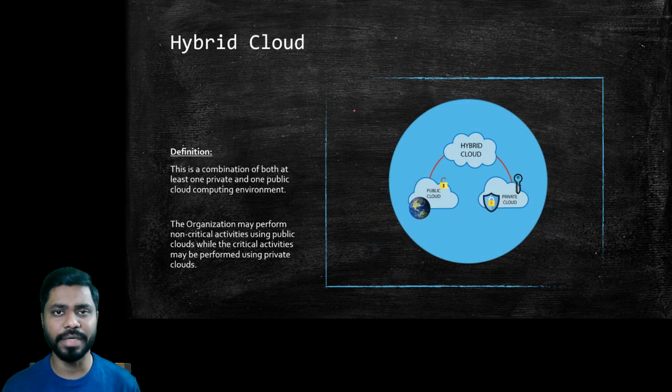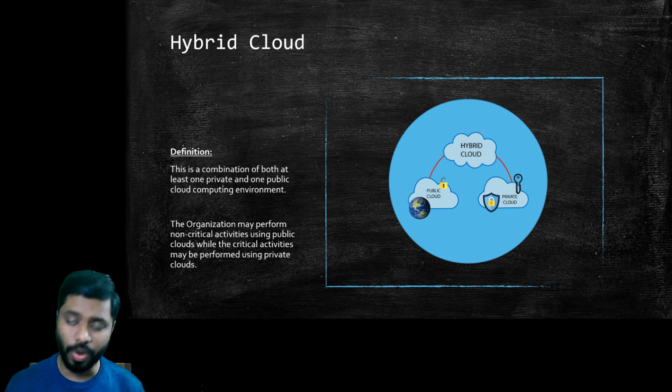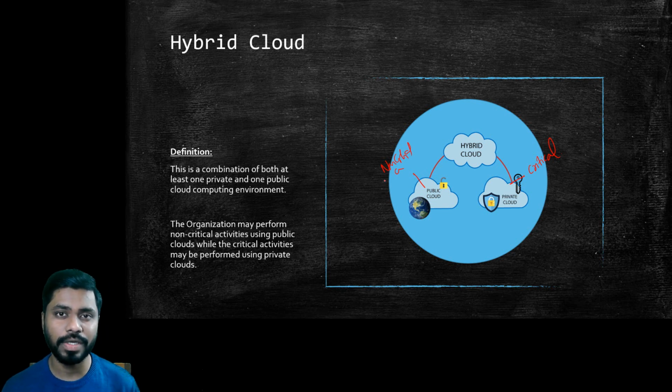Now the next one is hybrid cloud. It's very simple. It's a combination of private and public. Under what circumstances do organizations go for hybrid cloud? For all the critical operations, they can use private cloud because it gives more security and control. Whereas for all their non-critical operations, they can go for public cloud, because the advantage of public cloud is that it's less costly. Anyway, we will discuss the characteristics, and then you will further appreciate the concept of hybrid cloud.